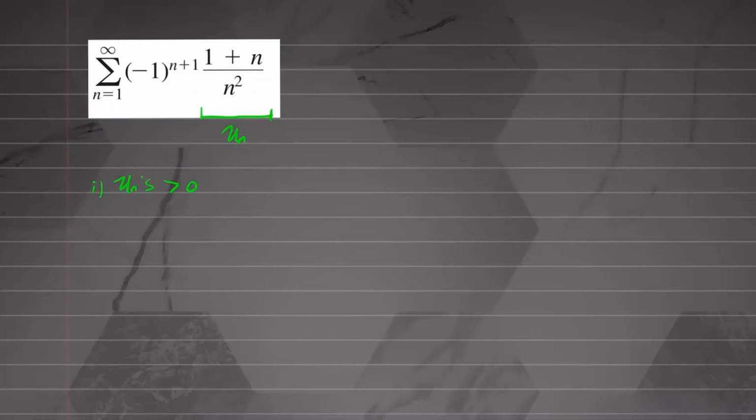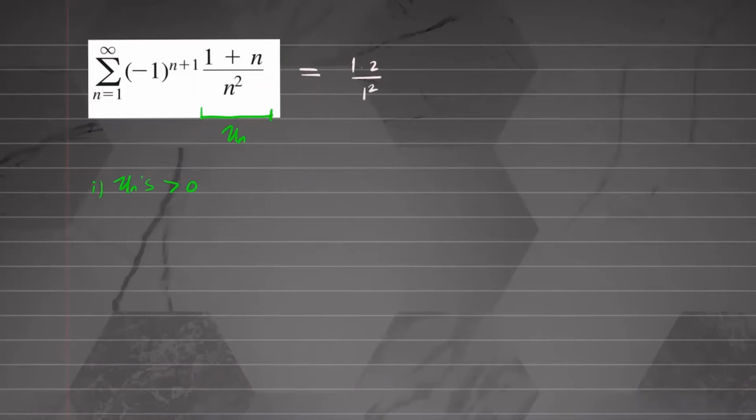You should see that it is, because if you plug in n equals 1, so maybe we should write out some terms so that you're familiar with this. When n equals 1, you have (-1) to the second power, so that's positive 1. 1 plus 1, that's 2, over 1 squared. So you get 2 over 1. So the first term is going to be that.